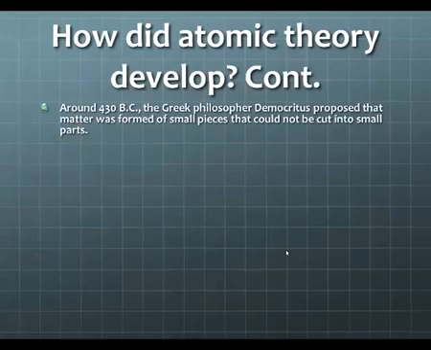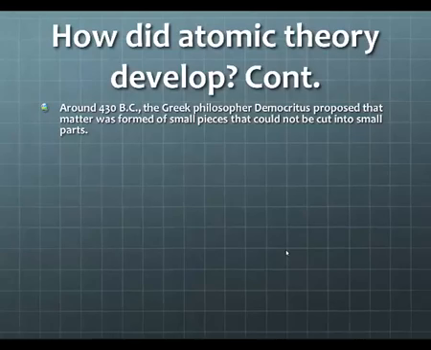Around 430 BC, the Greek philosopher Democritus proposed that matter was formed of small pieces that could not be cut into smaller parts. So he thought that any piece of matter you could cut up into itty bitty teeny tiny pieces, and you could continue to cut them smaller and smaller, but eventually you would get to a point where you couldn't cut those pieces any smaller. They were the smallest unit, and he used the word atomos, which meant uncuttable. He used that word to represent the smallest possible pieces of matter that existed.